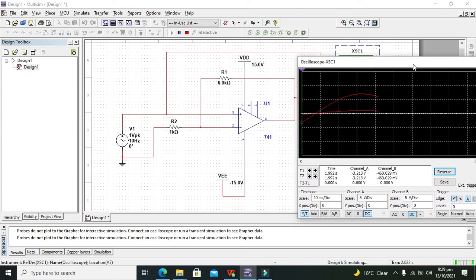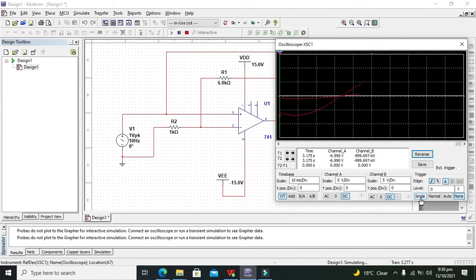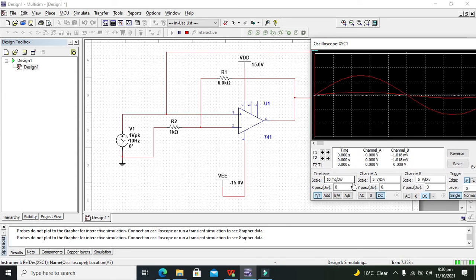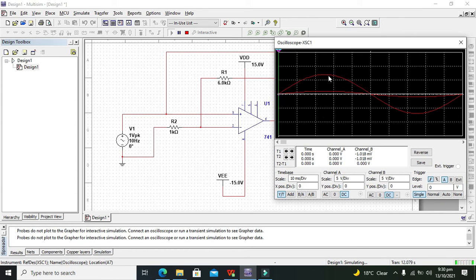Now you can see that one is input and one is output. There are two curves. 5 volt per division simply means that one block is equal to 5 volts. So the output is around 7 or 7.5 volts, while the input is just 1 volt peak to peak.